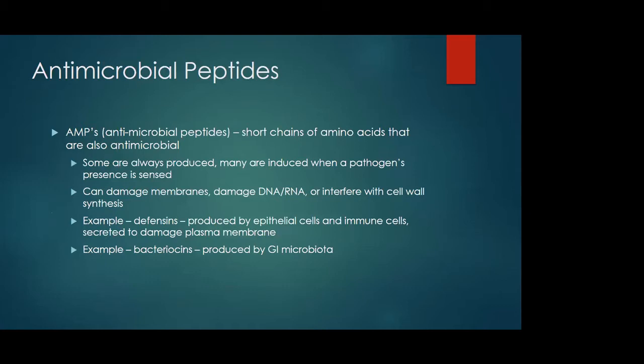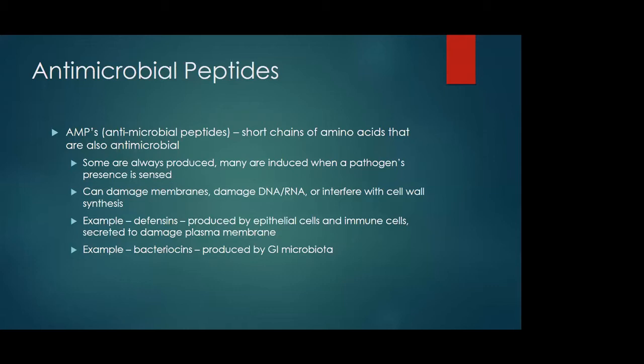In humans, we have a number of antimicrobial peptides. A peptide is essentially a short piece of protein that's too short to be an actual protein. So it's a short chain of amino acids that are also antimicrobial in this case because they're antimicrobial peptides. A lot of them are induced when a pathogen's presence is sensed, and some of them are made at low levels all the time in our cells.